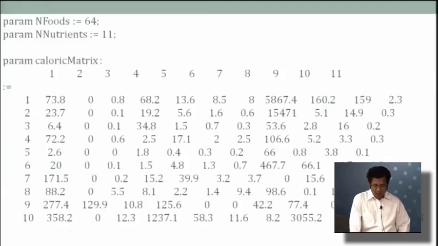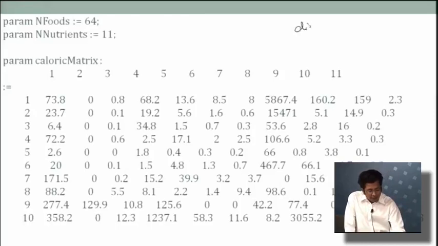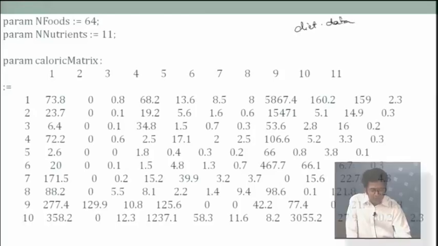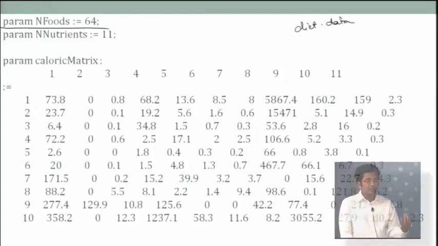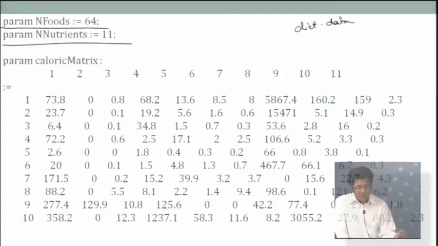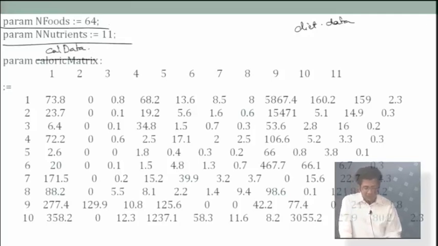Okay. Now what does the data look like? And this is available to you as diet.data. It's really big and I can't show you everything. So it says param n foods is 64. It says there are 64 foods. There are 11 nutrients. And then I print out the caloric matrix. I've renamed this to cal data.